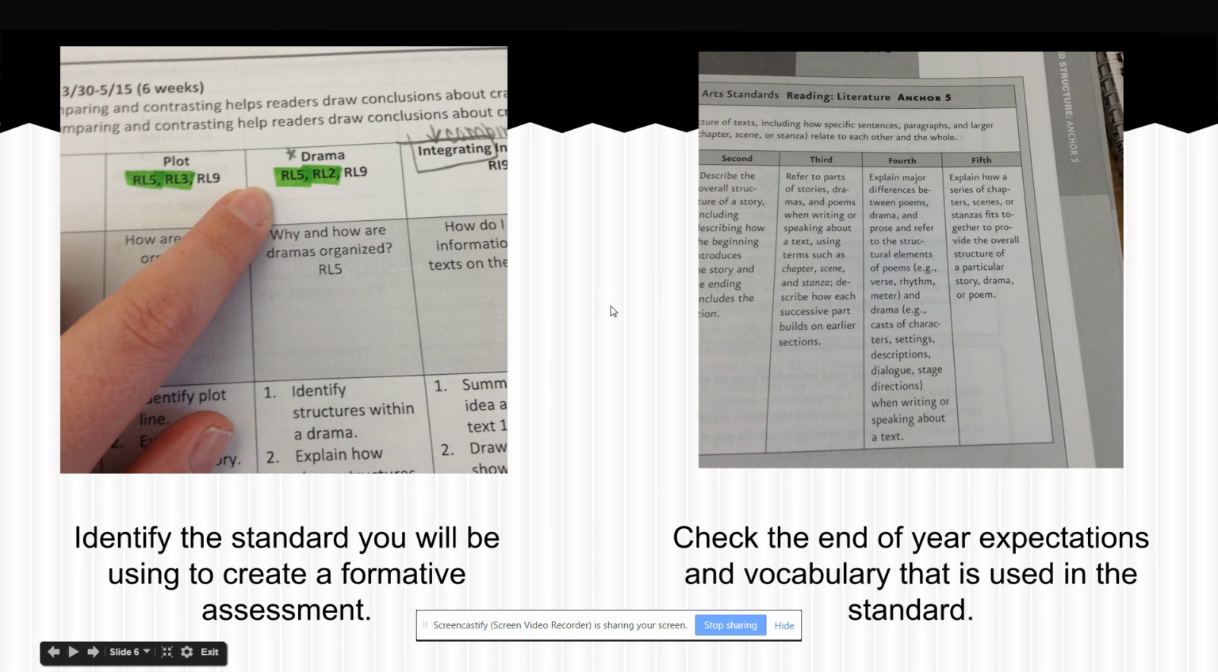Some things to keep in mind when looking at the progression is that from grade level to grade level, some of the vocabulary may change. A word that's used in third grade may not be used in fourth grade. So you want to make sure that you're using the correct terminology when talking with students in class. The other thing to think about is where the student's supposed to be by the end of your grade.